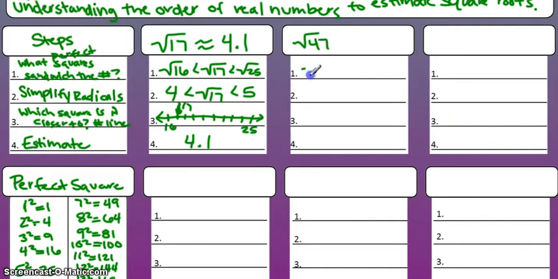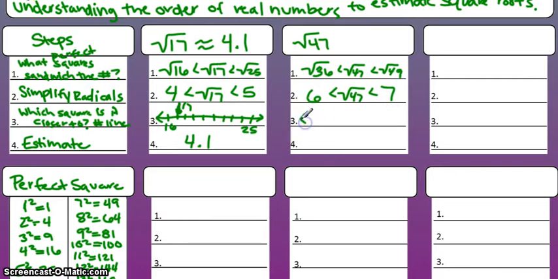So the square root of 36 is less than the square root of 47, which is less than the square root of 49. Okay? So then you simplify the radicals, which is the square root sign. We're going to simplify the outside. The square root of 36 is 6, which is less than the square root of 47, which is less than the square root of 49, which is 7.